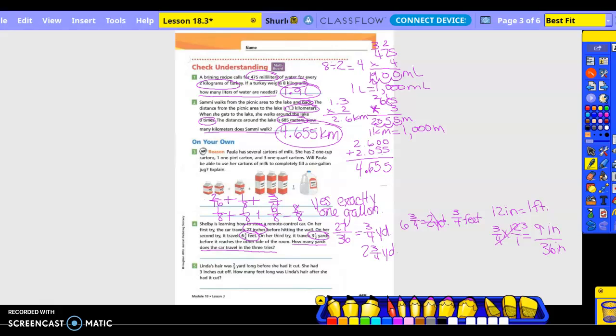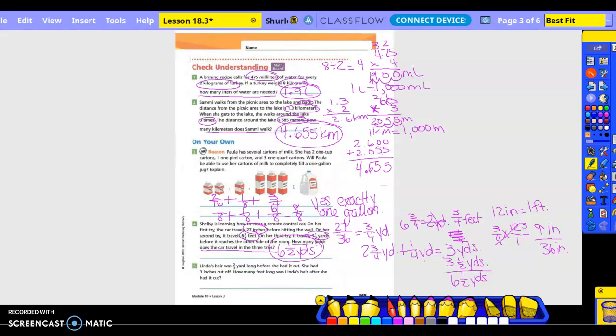So 9 out of 36 inches, because there's 36 inches in a yard, right? Is what? 1/4 of a yard. Plus 1/4 of a yard equals what? That's 1/4 of a yard. Okay. And then we need to add the 3 1/2 yards, which gives us what? 6 1/2 yards. So 6 1/2 yards.